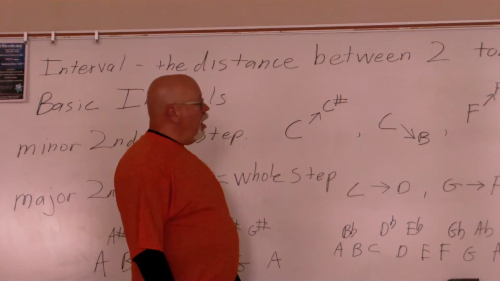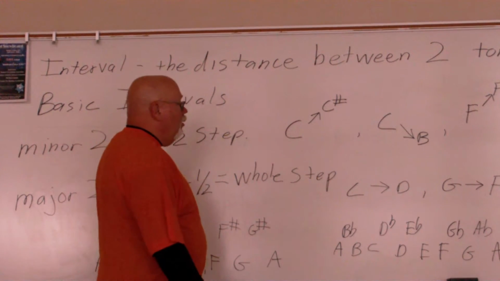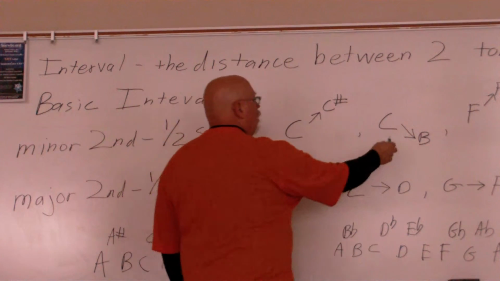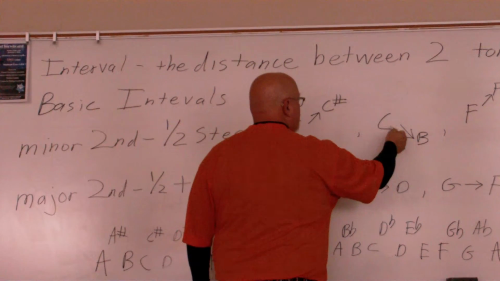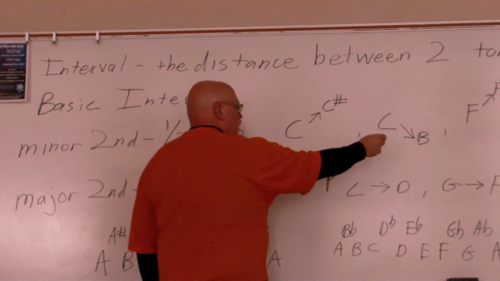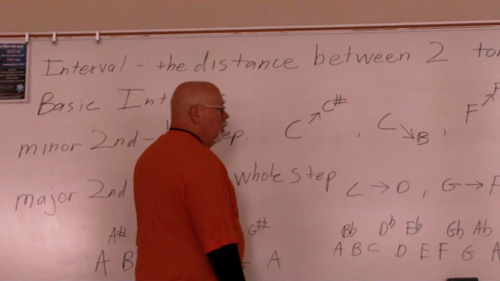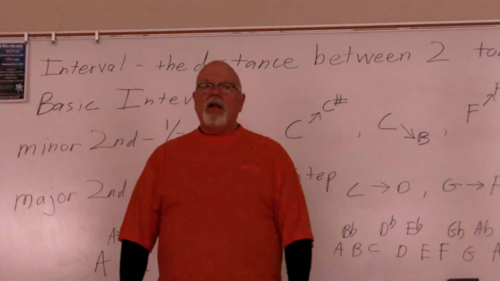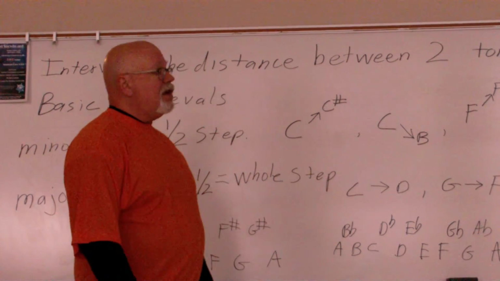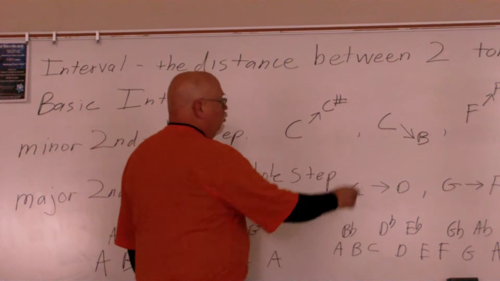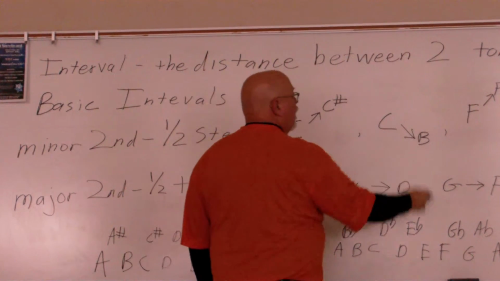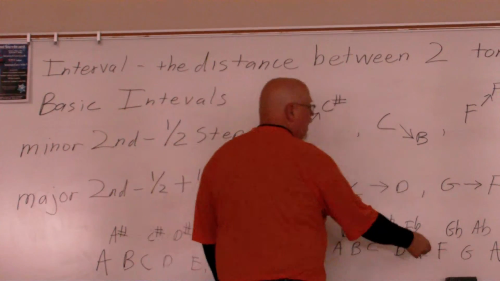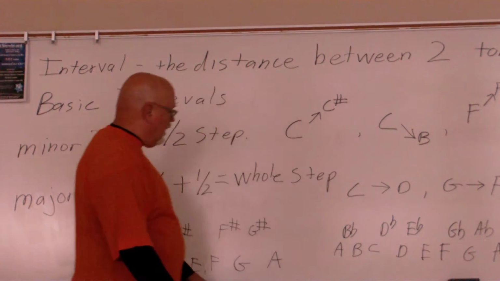Now, Mr. Smith, why isn't it C flat? Well, it is. But there's no black key on a piano, so that key next to a C down is actually a B. You could call it a C flat. If I talk any more about it like this in technical terms, I confuse everybody. So when you go down from C, you go to B. When you go down from F, you go to E, because there's no black keys.